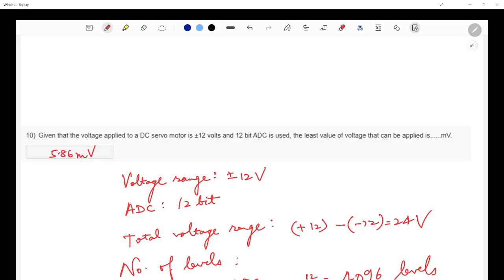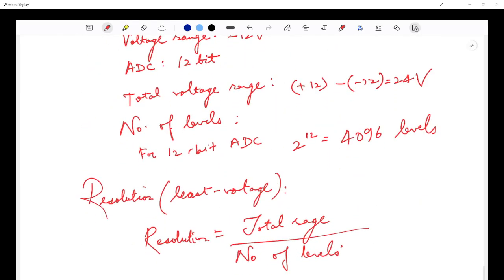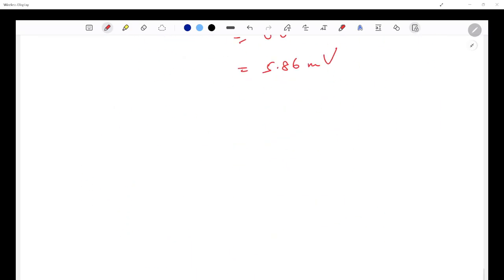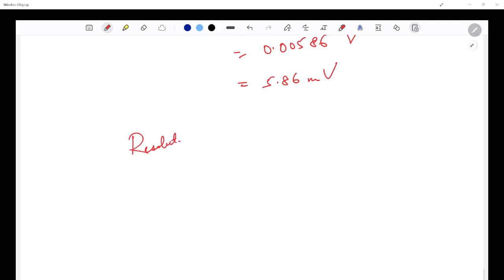It might be that you don't get the same numerical answer, but anything between 5.7 and 6 can be accepted. What you have to remember, which is really important, is that your resolution is always range upon 2 to the power n. If there are more bits, that means there is finer resolution.